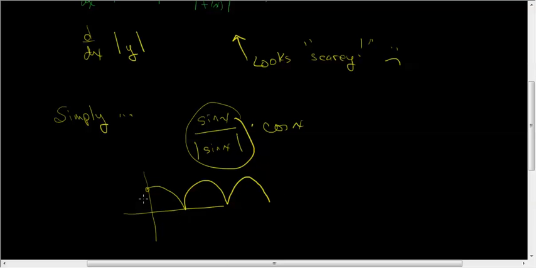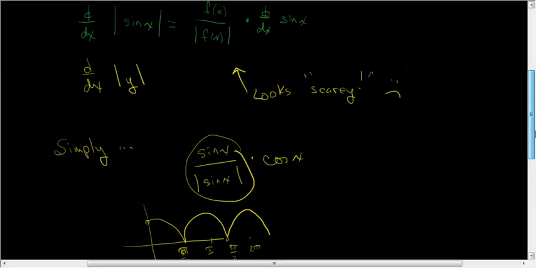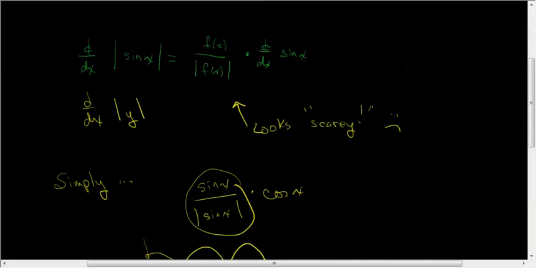So this is what, pi over 2, yeah, 0, pi over 2, pi, 3 pi over 2, and 2 pi. It just takes the cosine function and makes it positive. It looks kind of scary, but it's not. All right, another example.